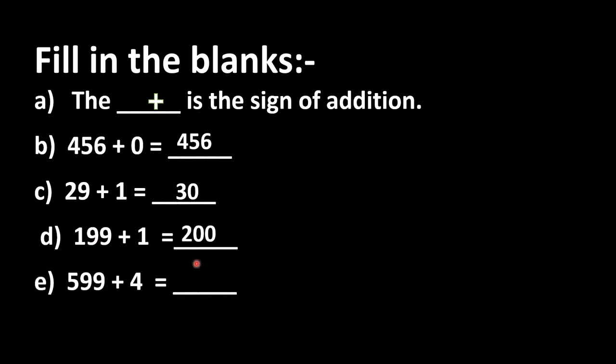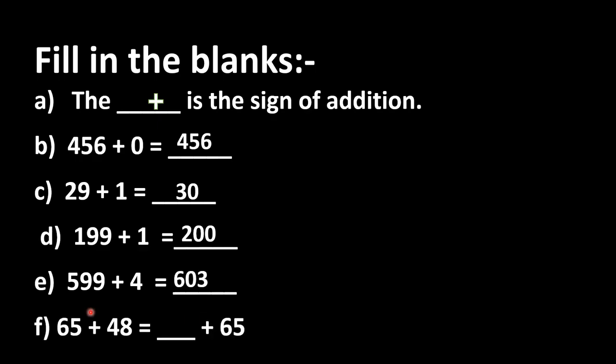Now in E part 599 plus 4 is equal to dash. So keep 599 in your mind and open your 4 fingers. So let's start counting after 599. 600, 601, 602, 603. So we will write 603.